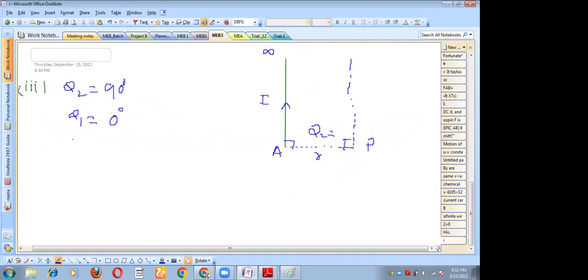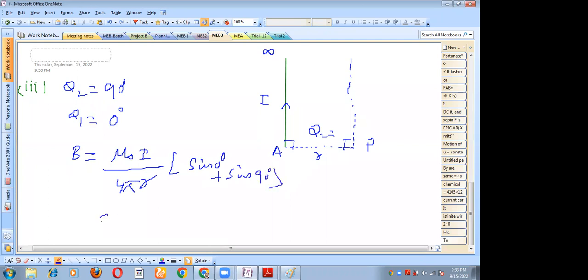So now, the main thing is to find the angle. The magnetic field will be mu naught I by 4 pi r times (sine theta 1 plus sine theta 2), that is sine 0 degrees plus sine 90 degrees. So it will be equal to mu naught I by 4 pi r, since sine 90 is 1 and sine 0 is 0. Understood?